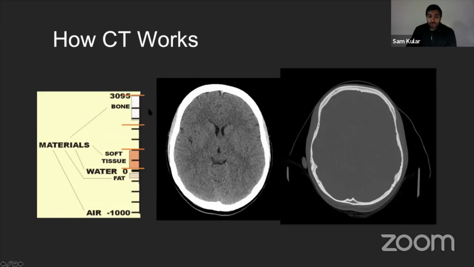If we then want to view the bone, for example, we have to shift our scale up to that level, and that's what we call a bone window. The problem with that is that whilst we see the bone nice and clearly now, everything below that now becomes blacked out because it's below the line.